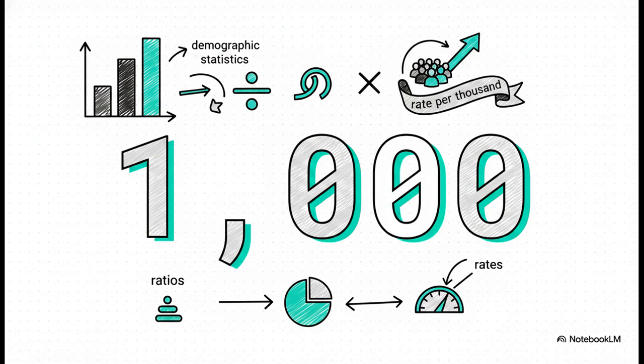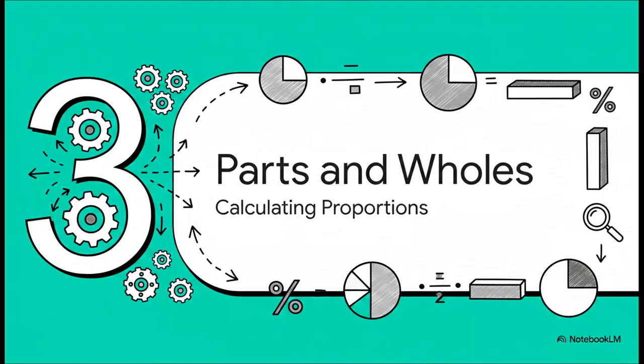This gives us a rate per 1,000, which is totally standard practice. It prevents us from dealing with crazy tiny decimals and makes sweeping demographic data way more readable. Let's jump into Section 3 and see how this works in practice.